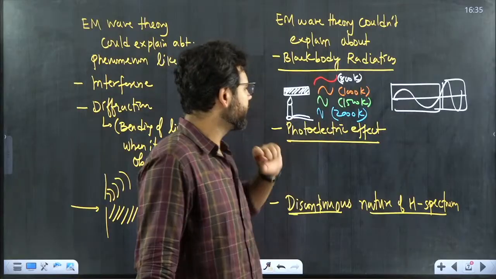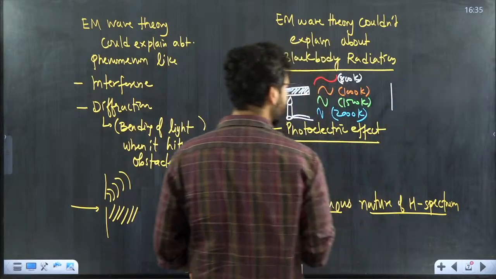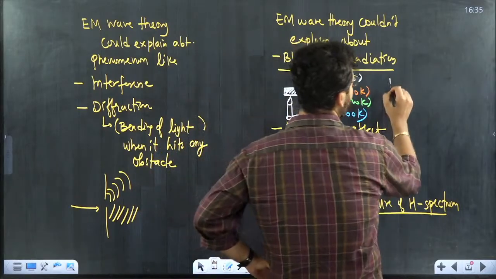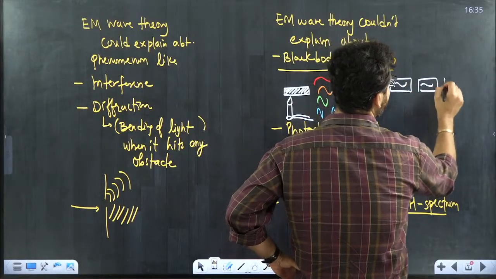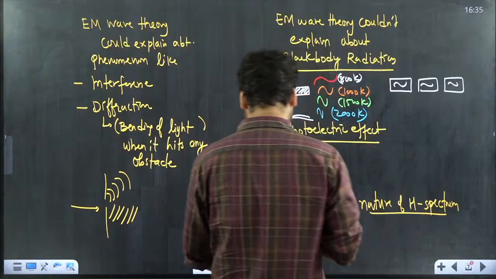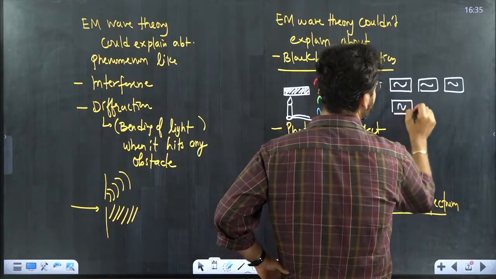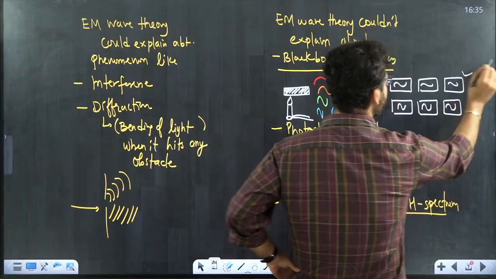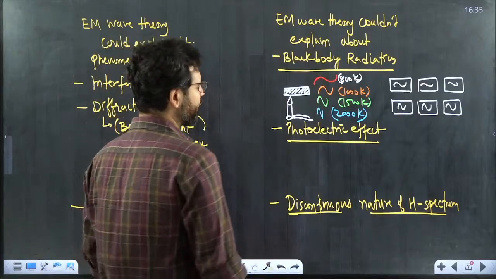So this will be explained by Planck's quantum theory, that energy doesn't travel continuously like this, but it travels in the form of packets, where each wave travels in the form of packets. At low temperature, red color packets were coming out. At high temperature, these packets mostly became the lower wavelength packets. This is what Planck will explain. Okay. Next is photoelectric effect.